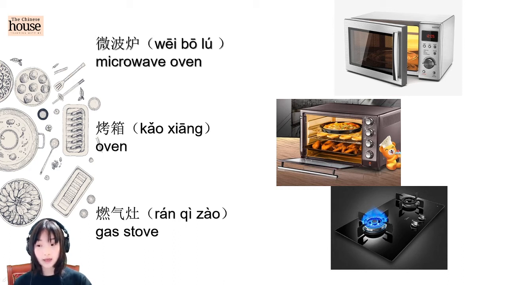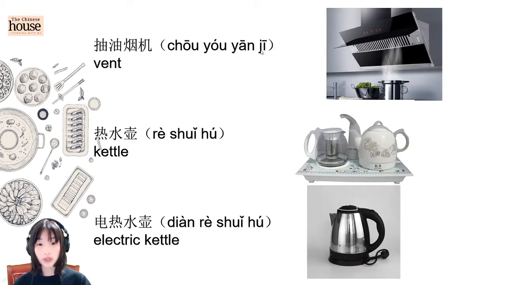微波炉, and then oven 烤箱, 烤 third tone, 箱 flat tone, and then gas stove 燃气灶, and then vent 抽油烟机. This is kind of hard: 抽 flat, 油 second tone, 烟 flat, 机 flat. 抽油烟机, and then kettle 热水壶.